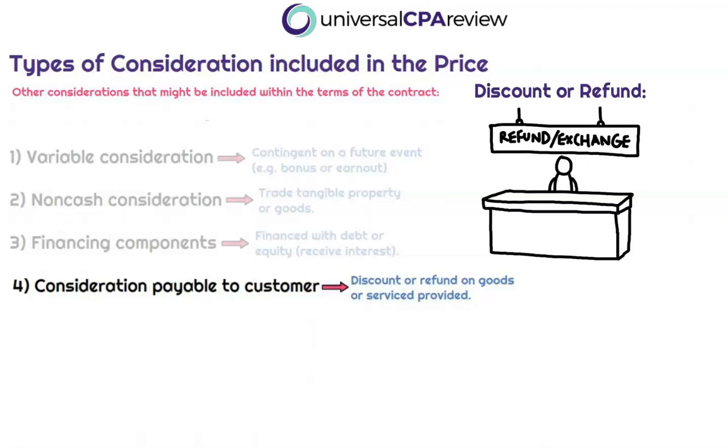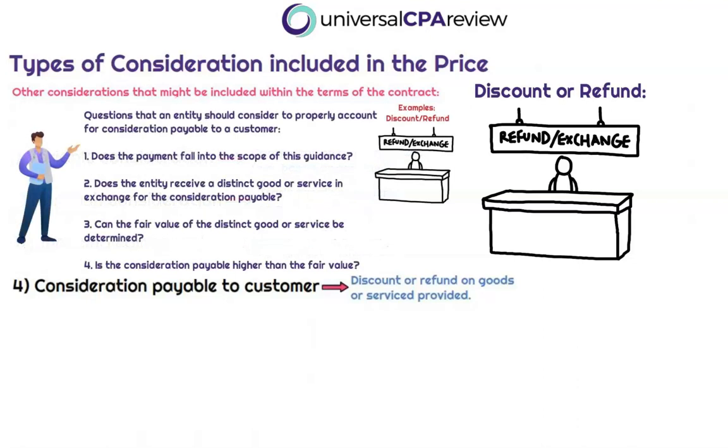Questions that the entity should consider to properly account for consideration payable to a customer can consist of the following. Does the payment fall into the scope of this guidance? Does this entity receive a distinct good or service in exchange for the consideration payable? Can the fair value of the distinct good or service be determined? Is the consideration payable higher than the fair value? As we said, discounts or refunds on goods or services provided is a good example of what we're talking about when we think about consideration payable to the customer.